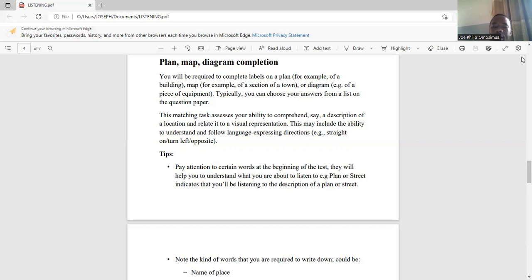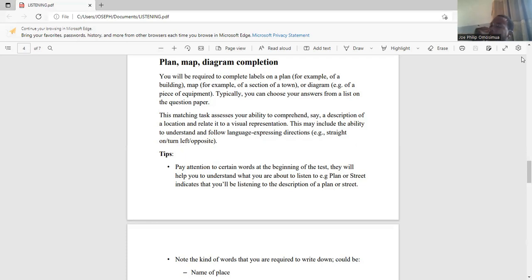So now with this kind of question, these questions require you to complete the labels on a plan. For example, a building plan, a map, for instance a section of a town, or a diagram, for instance a piece of equipment. Typically, you can choose answers from a list on the question paper, but most times you're not given answers to choose from. The list would be mentioned in the audio. So you have to listen carefully to what would be said.